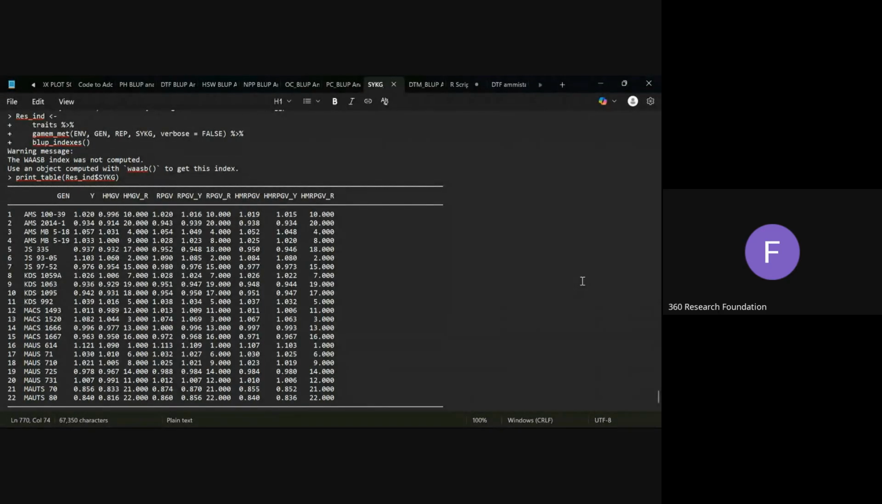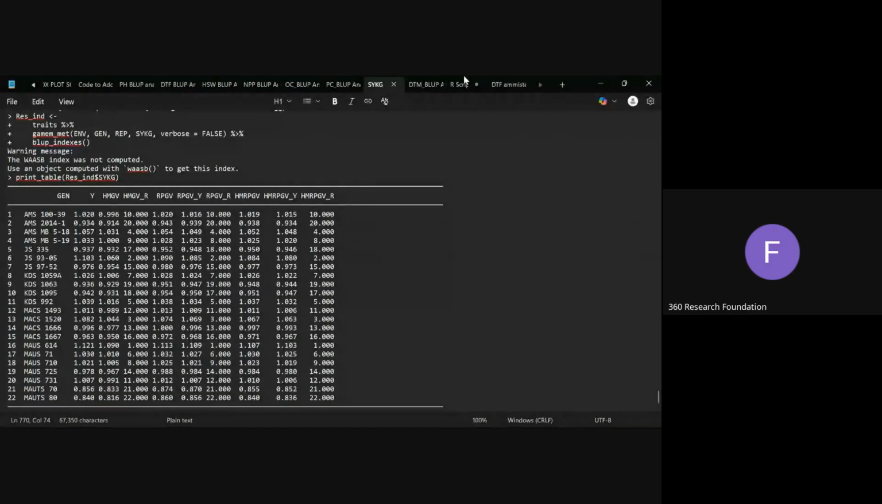So here you will get some stability parameters, like HMGV, RPGV, HMRPGV, and HMR and RPGV. Just once, last week I shared one Word file. If you have that, please open it and see the expansion of these.